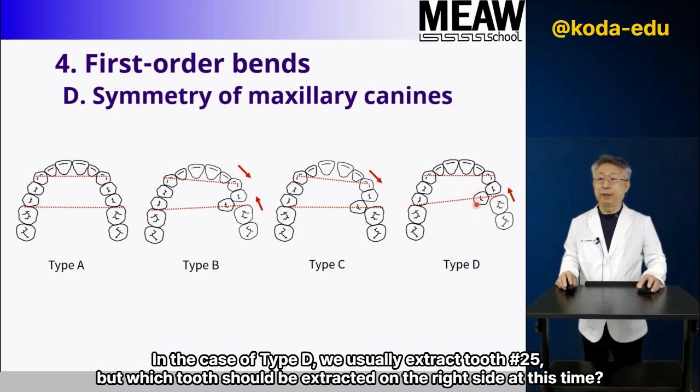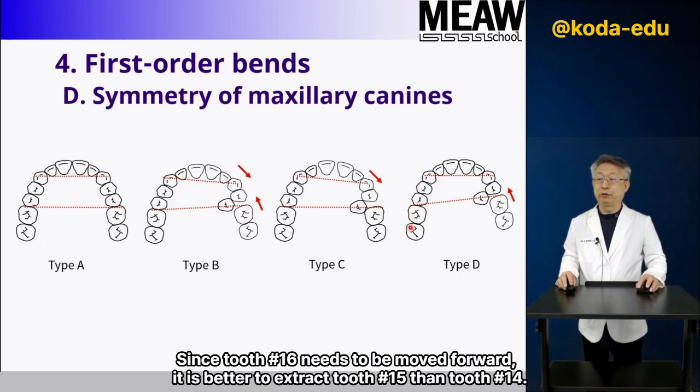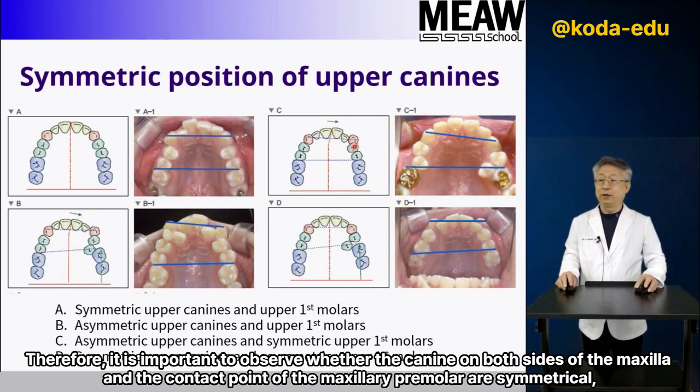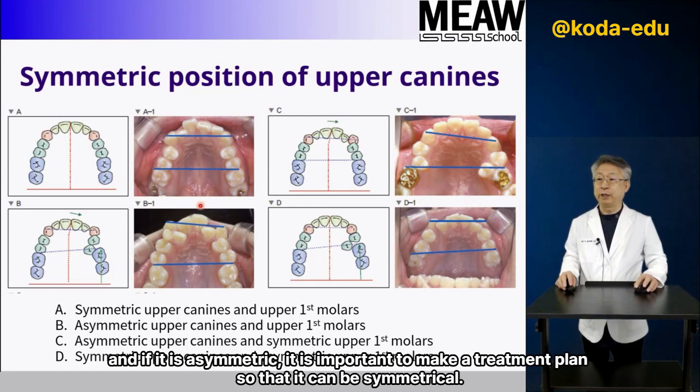In the case of type E, we usually extract tooth 25, but which tooth should be extracted on the right side at this time? Since tooth 16 needs to be moved forward, it is better to extract tooth 15 than tooth 14. Therefore, it is important to observe whether the canines on both sides of the maxilla and the contact points of the maxillary premolars are symmetrical. And if it is asymmetric, it is important to make a treatment plan so that it can be symmetrical.